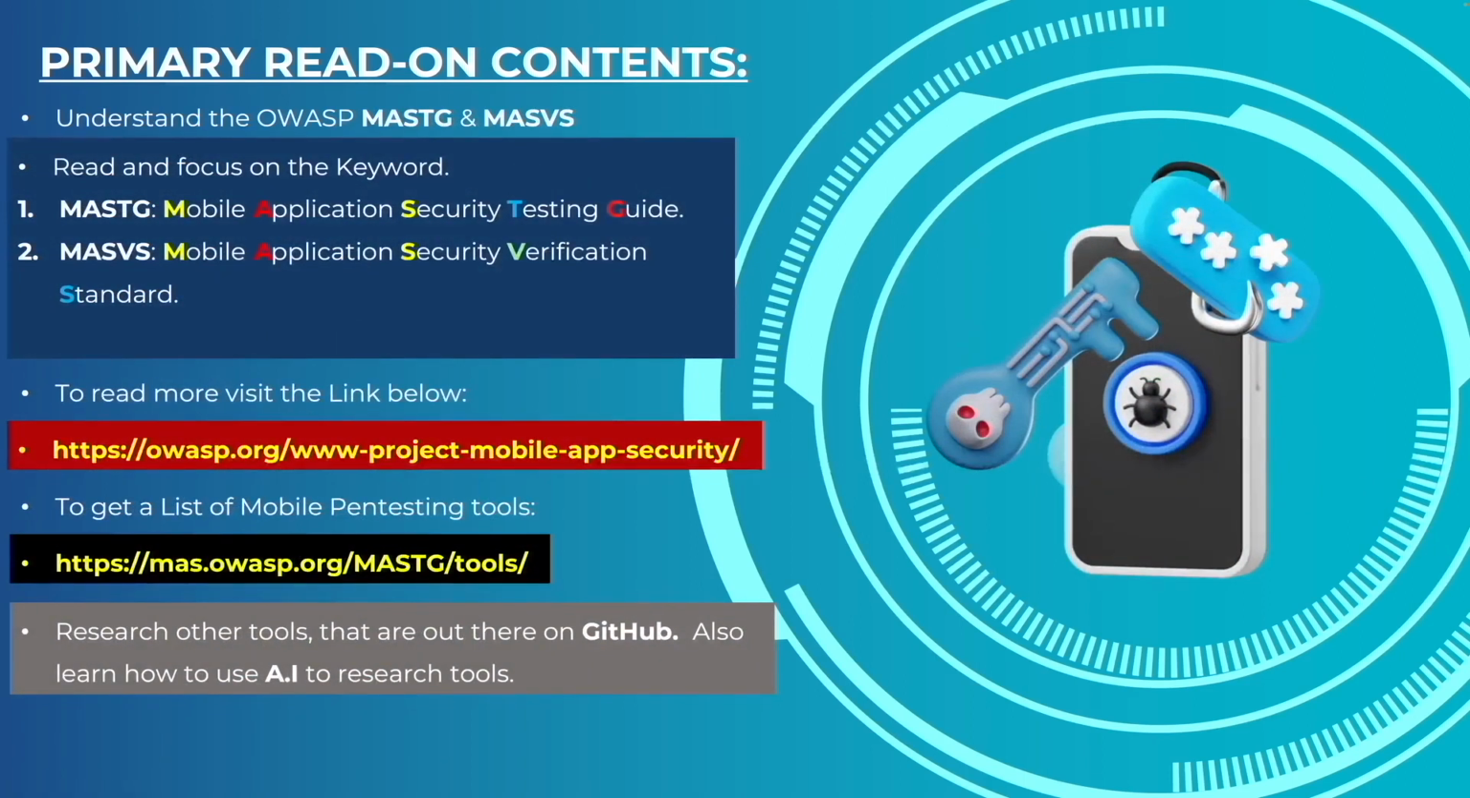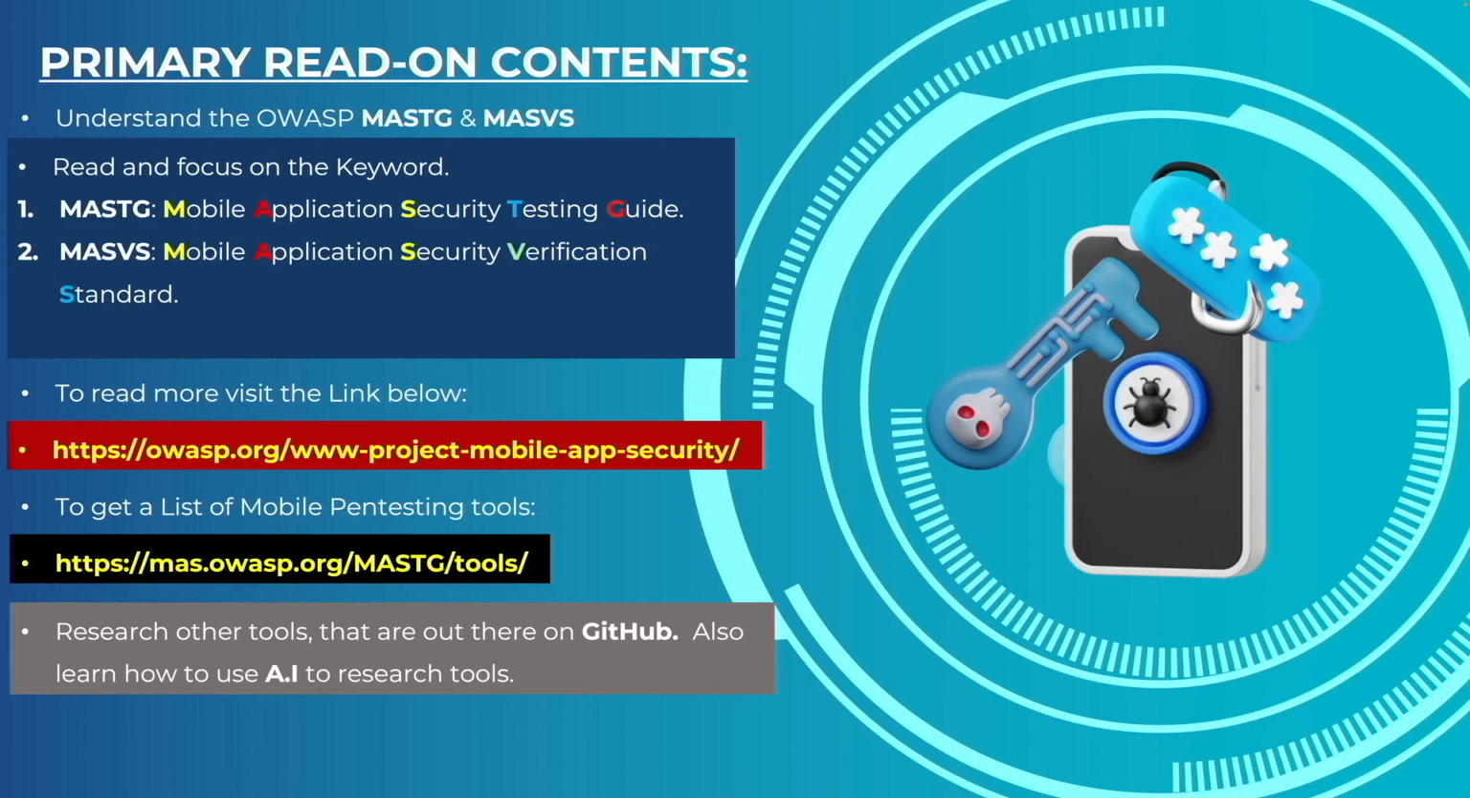Next, you have to understand the OWASP MASTG and MASVS. Read and focus on the keywords. The MASTG is the Mobile Application Security Testing Guide. MASVS is the Mobile Application Security Verification Standard. You should know about this and the various tools that can be used in conducting pen testing with regards to these various OWASP projects. To read more, visit the links provided in this content.